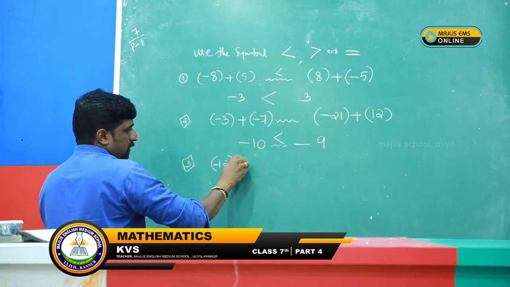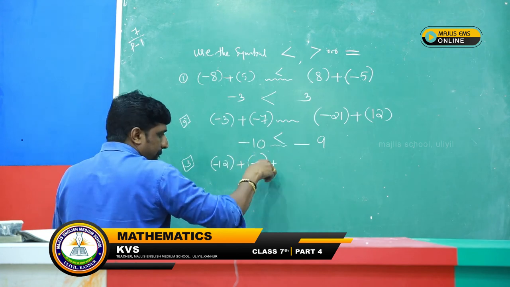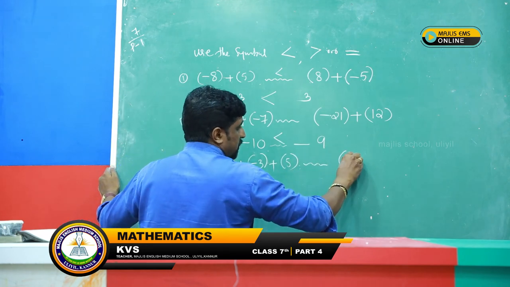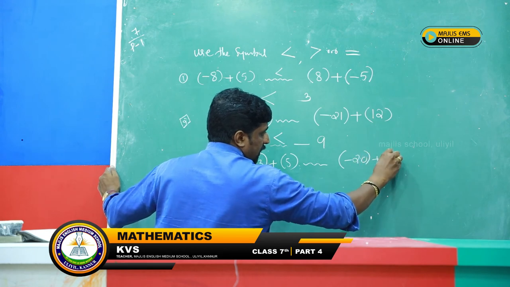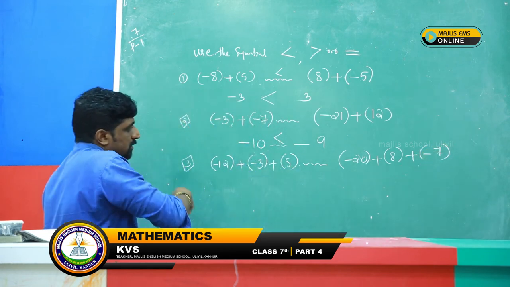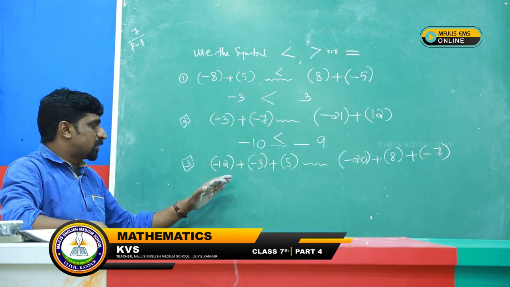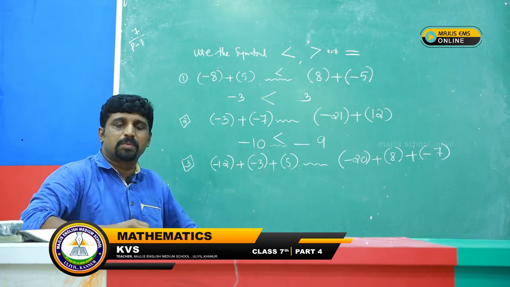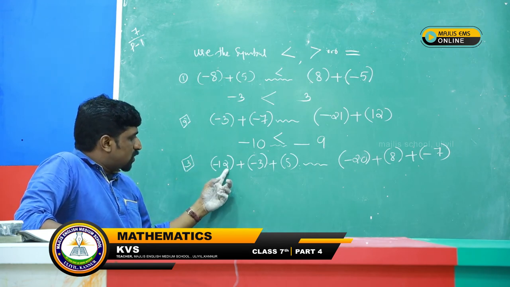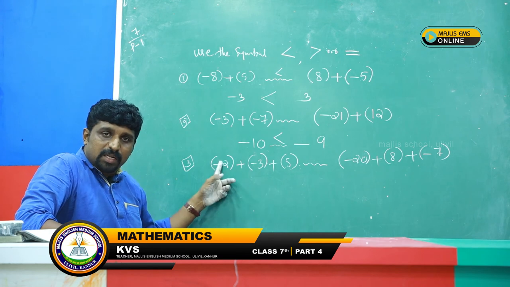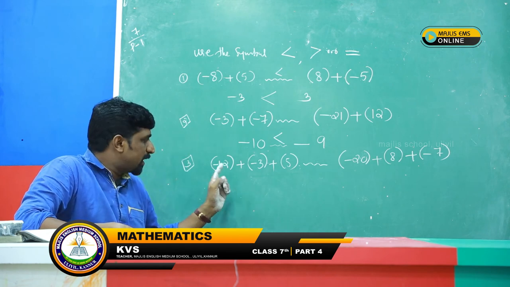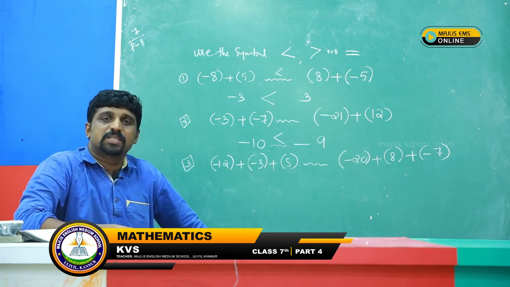Minus 12 plus minus 3 plus 5. Three numbers. Minus 20 plus 8 plus minus 7. Suppose the question is like this: minus 12 minus 3 plus 5. Three numbers or four numbers, that's no problem. We can add properly. First, minus 12 minus 3 are the same sign. Add the numbers, put the same symbol. Therefore, after addition of these two, we got minus 15.